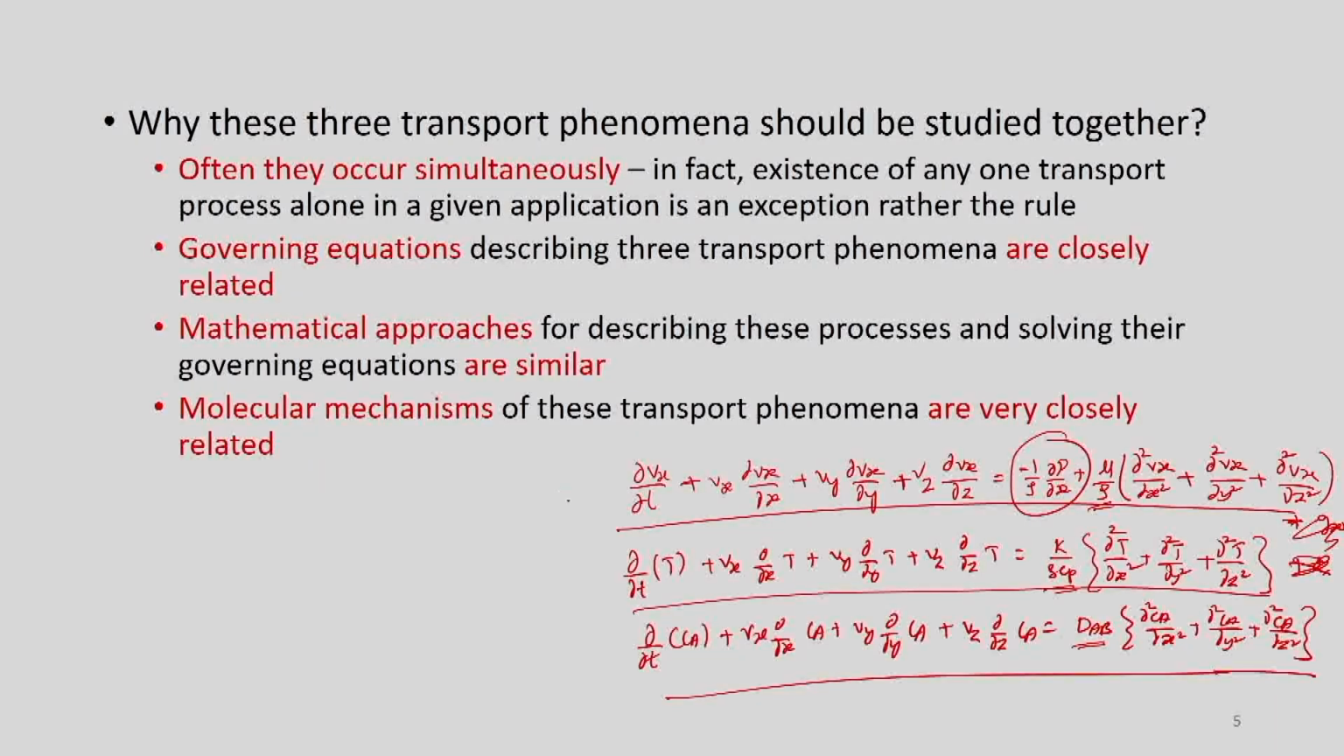This is the governing equation for momentum transfer. I have written only the x component; similarly, y and z components are also possible. This is the energy equation. This is the species conservation equation, for whatever species we have taken, let us say a binary system. For A only I have written, for B I have not written. Similarly, we can write it. So these equations are almost closely related to each other.